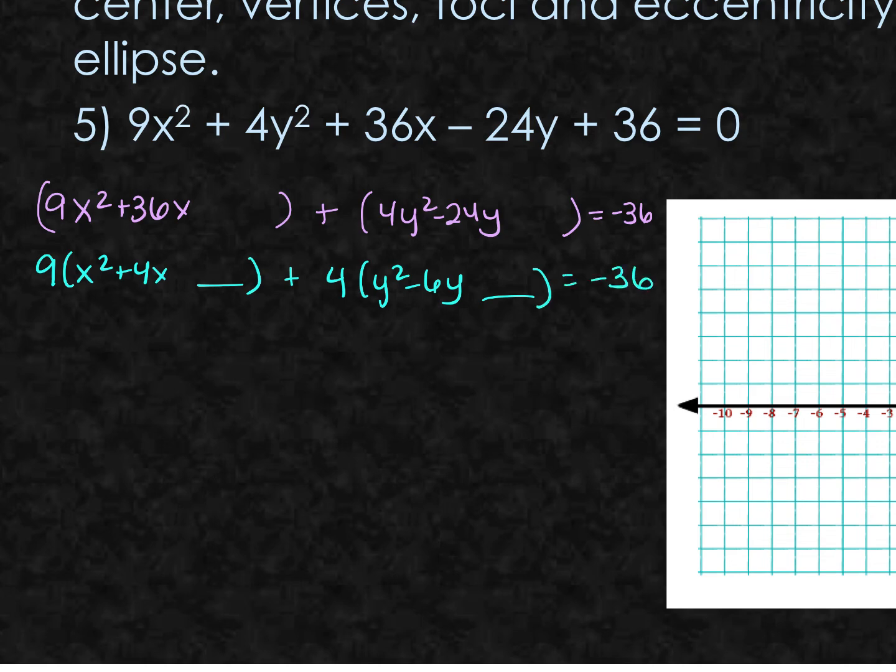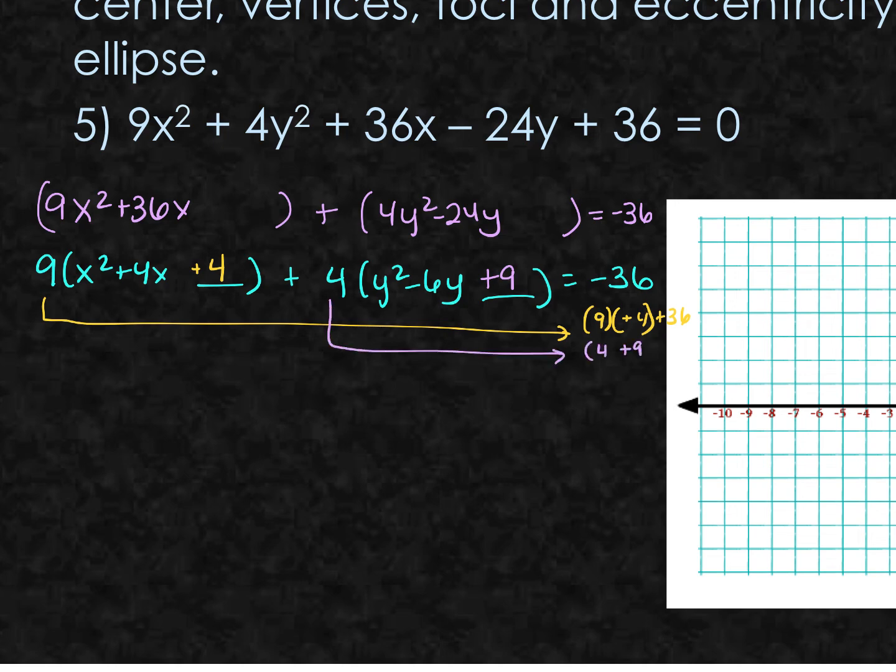Then we take our middle term. So 4 divided by 2 is 2. 2 squared is 4. I'm going to add 4 here. Normally I'd add it over here, but I got to multiply by 9 first. So I'm adding 36. Go to the y. 6 divided by 2 is 3. 3 squared is 9. Add the 9 here. Again, normally I add the 9 here, but I have to multiply it by 4 this time.